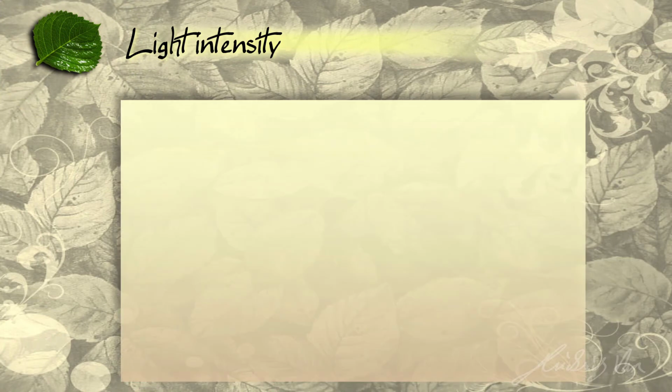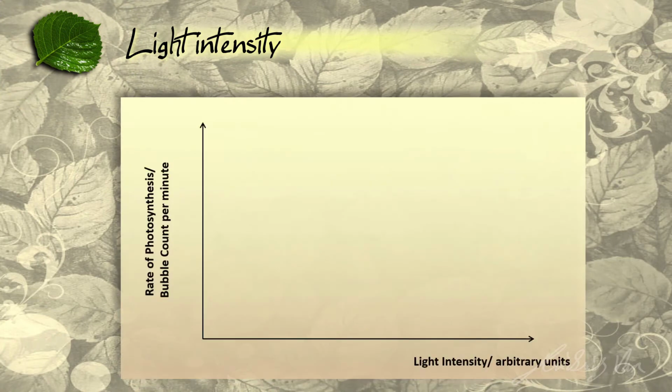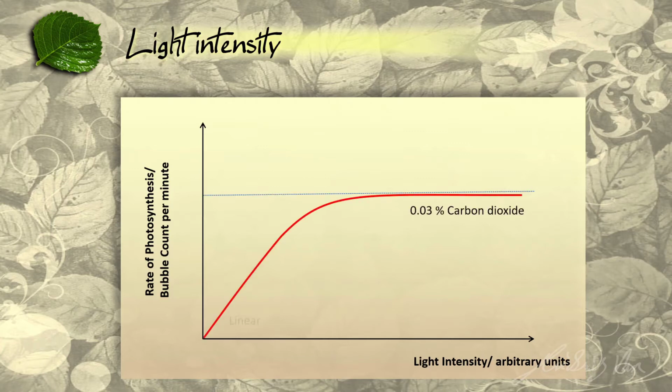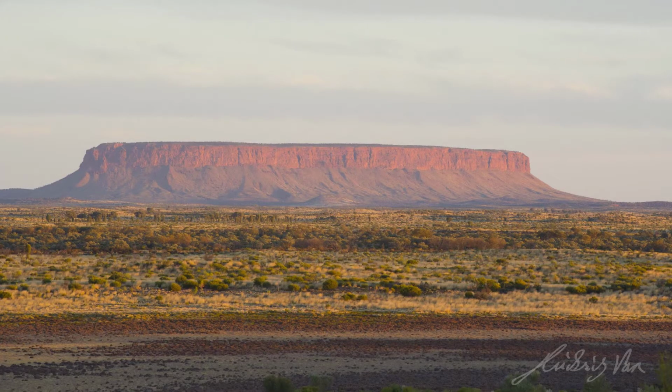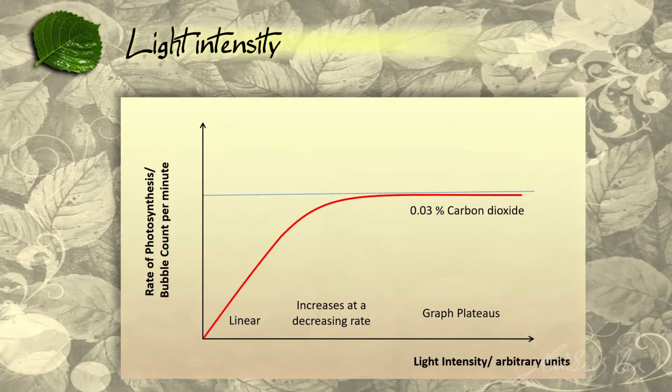So first, let us take a look at the graph of the rate of photosynthesis against light intensity. A typical graph will look like this. First, there's a linear increase, and with increase in light intensity, the increase slows down. That's why it will eventually plateau. Plateau means that with increase in light intensity, the reaction doesn't go any higher. That's why it's flat. So how do we make sense of this graph?